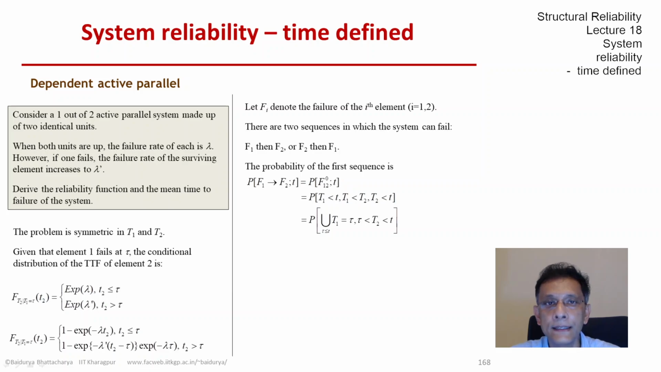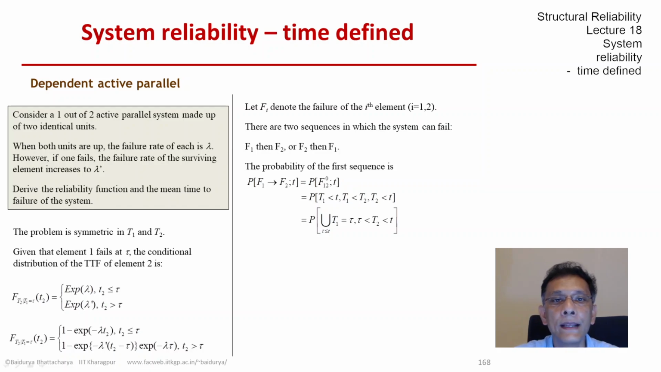So let's expand the event that F1 then F2. That basically means that T1 is obviously less than small t, but more importantly, capital T1 is less than capital T2. So element 2 fails second. That is very important. And the third event in that line, T2 less than little t, is that the second element also fails. And that's how at time t that sequence happens. So F1 then F2, and the system fails at time t.